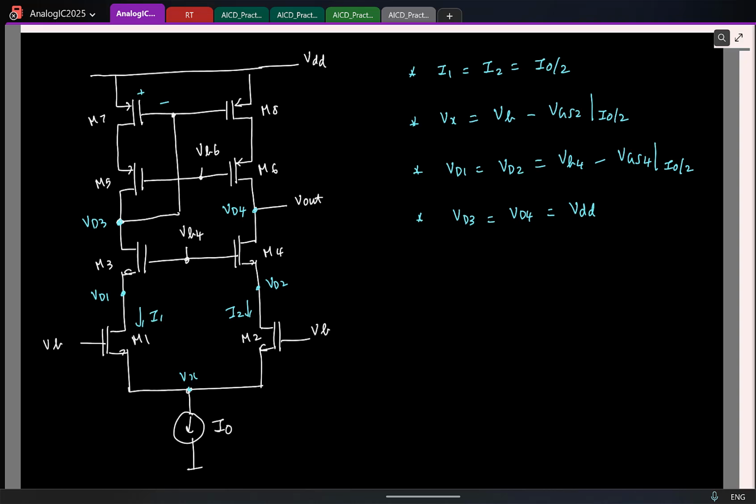So let me write it. This is VDD minus VSG of M8 at a current of. Is that clear?